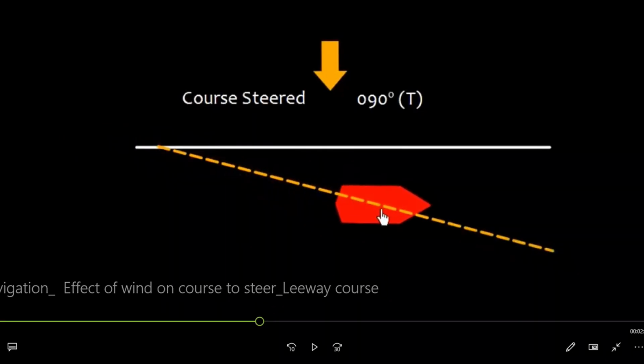Okay, beta. So in this diagram, we can see the white color line shows us the course steered, which is 090. The yellow color dotted line shows us the actual path on which the ship is moving, which is known as leeway track. And important thing to note here is, beta, you see the course steered of the ship does not change. The course steered remains 090 only, but the vessel is actually moving on the yellow dotted track or the leeway track. Angle between these two lines is known as the leeway angle.